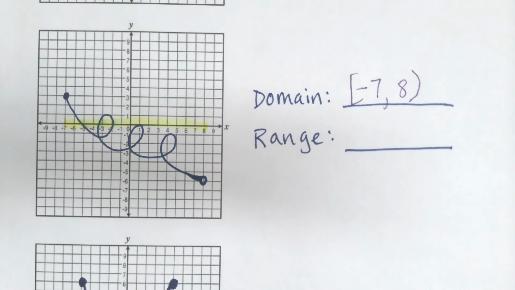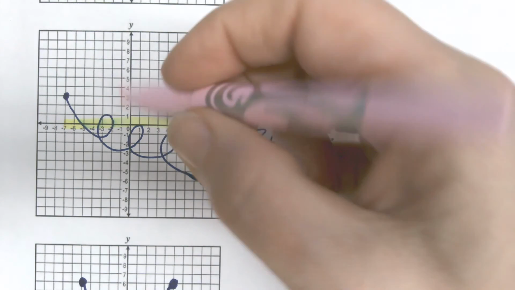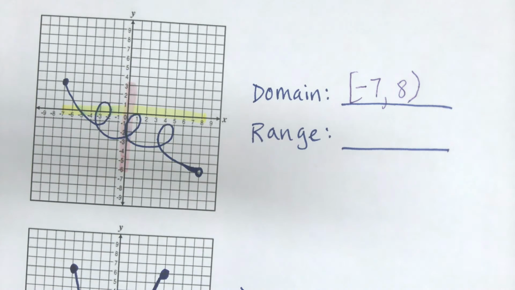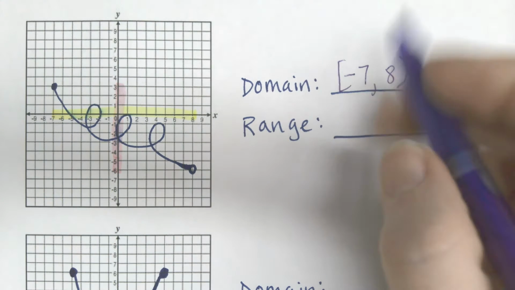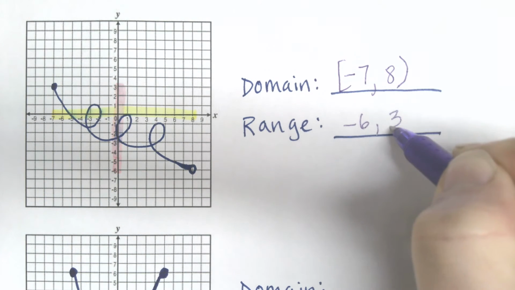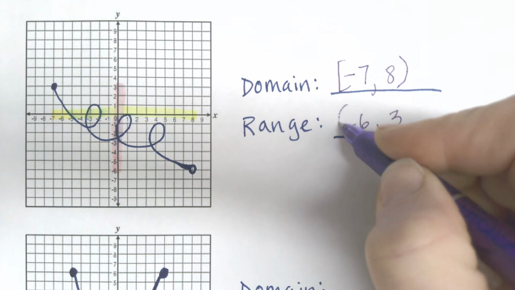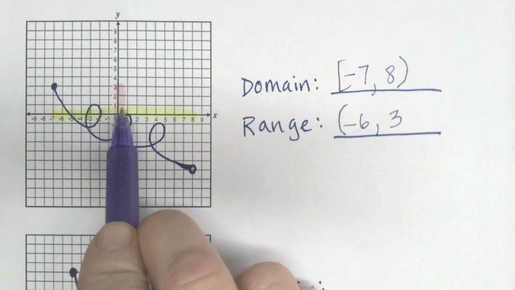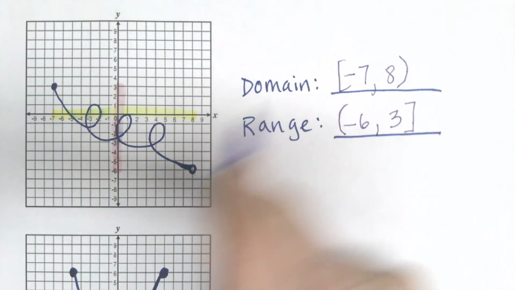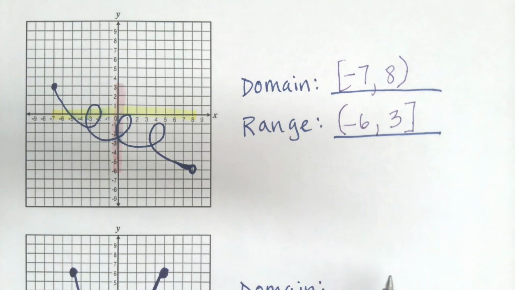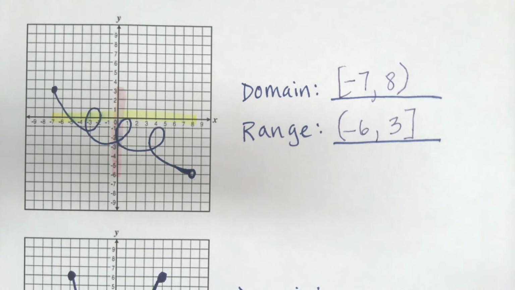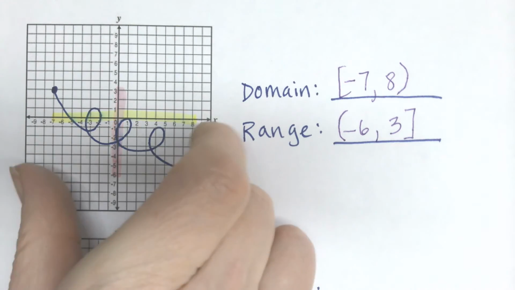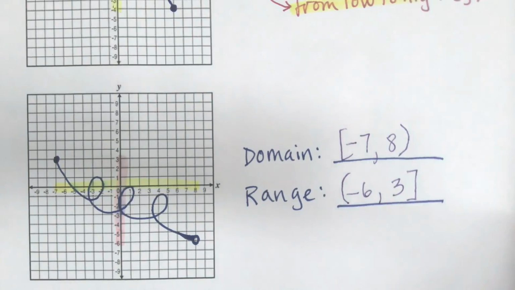Then I'll do the height. So I look down to the lowest point. It looks like that lowest point is -6 and up to 3. So I would say this goes from -6 to 3. It is not including -6, because at -6 right here I have an open circle, but it is including 3, because up here at 3, that height, I have a closed circle. So again, I'm just looking at, like, if I could pinch in the height or squeeze in the width is what I'm looking at for my domain and range.